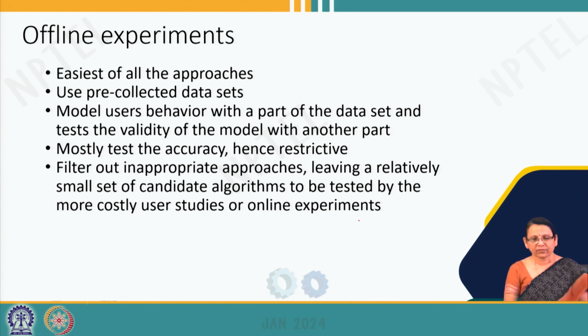Now, while conducting experiments, it may so happen that you have to model the user behavior. Why do you need to model user behavior? Because in the absence of real user, how will you check how it is going to affect the rating behavior? So, some part of the rating probably you will hide and test with the rest. Now, these offline experiments mostly test accuracy, hence they are very restrictive. The other approaches like serendipity etc., they cannot test.